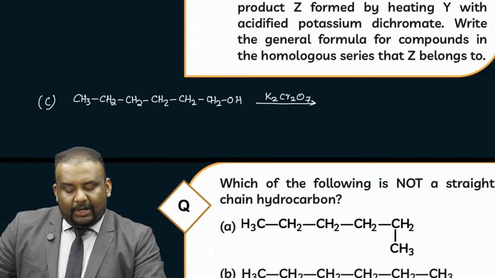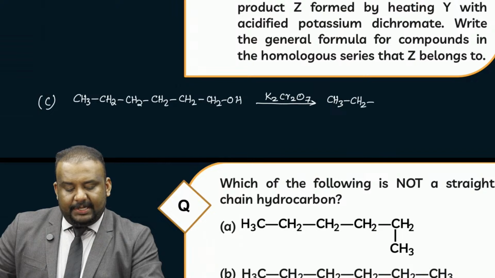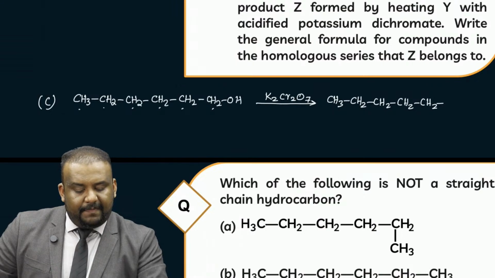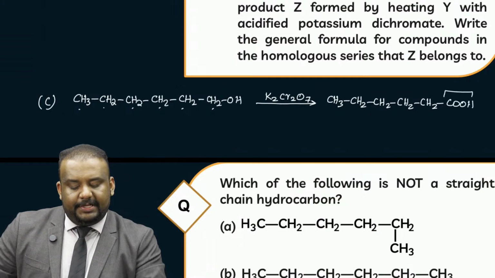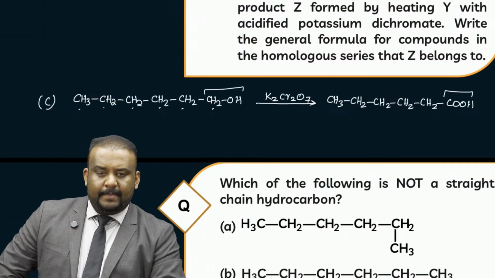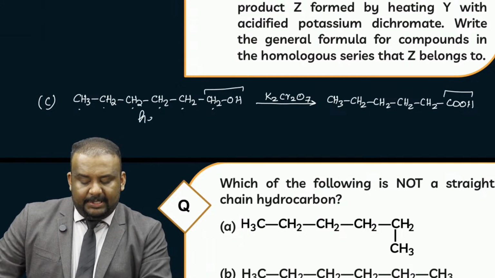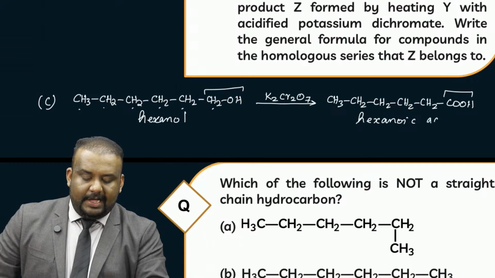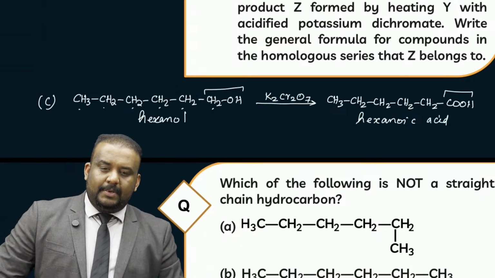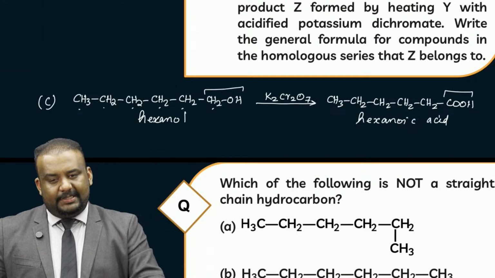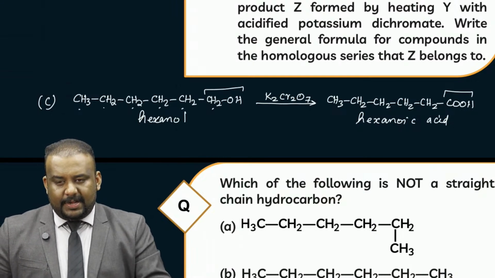Oxidation will happen. So you get CH3, CH2, CH2, CH2, CH2, total 6 carbon atoms, right? 1, 2, 3, 4, 5, 6. So 1, 2, 3, 4, 5, and the 6th carbon atom will become COOH. So it will become a carboxylic acid. Is that clear? So this molecule is hexanol, and it will get oxidized into hexanoic acid. Got the idea? One is an alcohol and the other is a carboxylic acid. Any doubts?